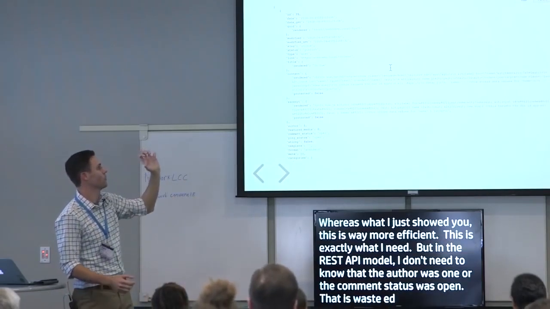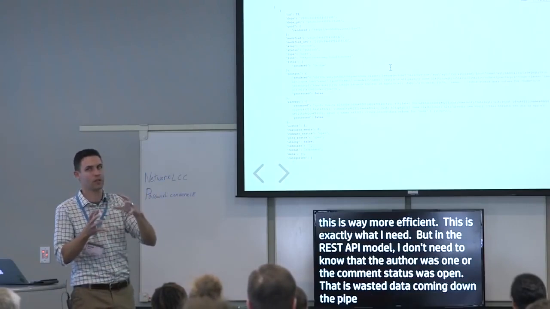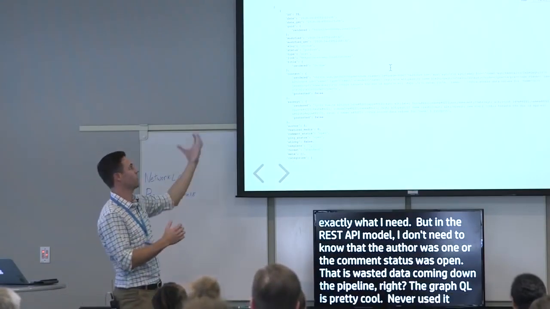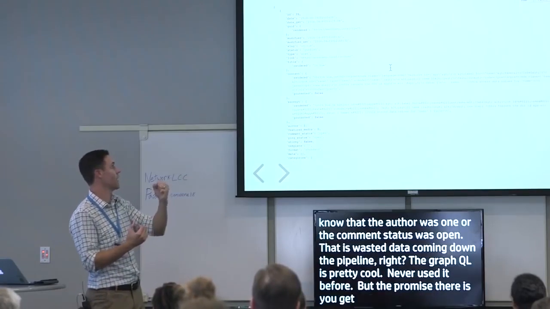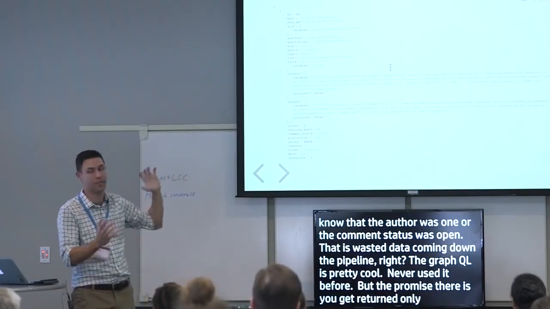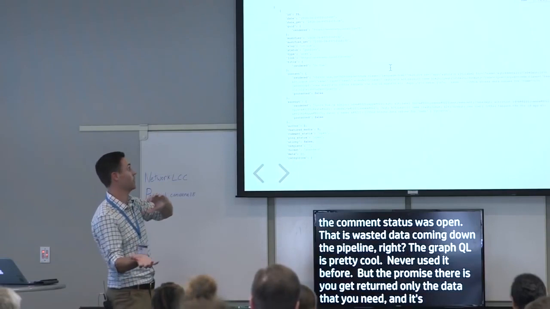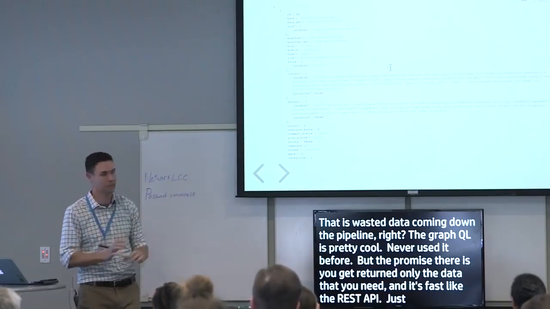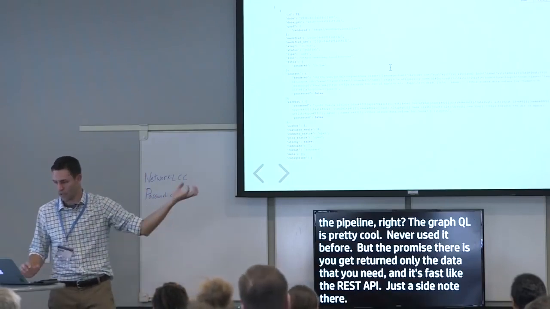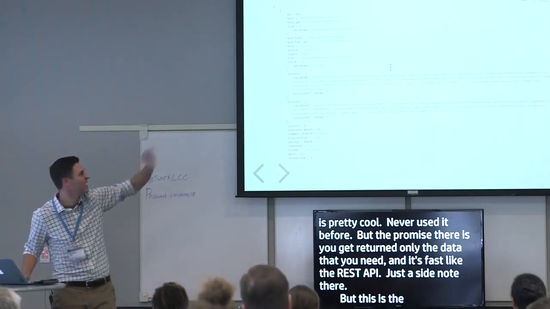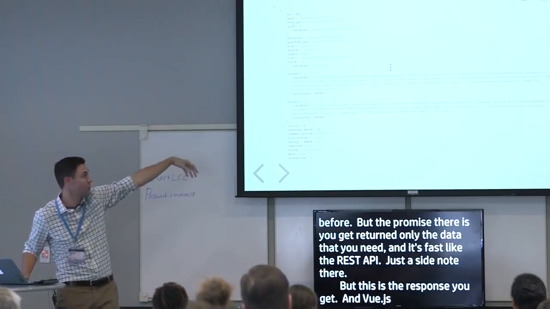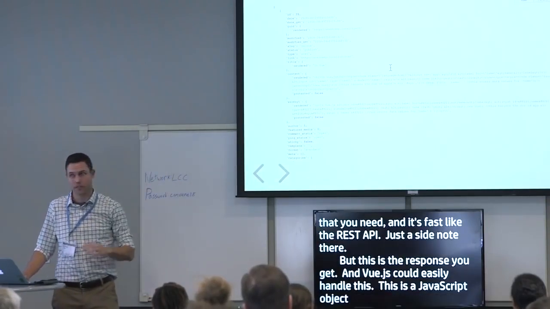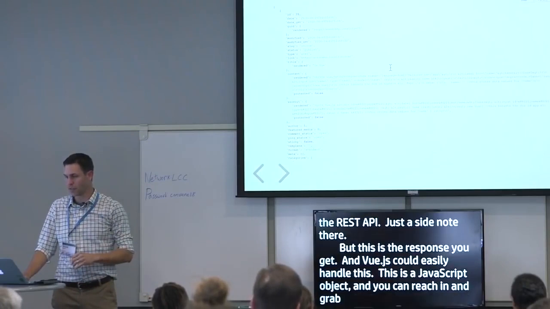GraphQL is pretty cool. I've never used it before, but the promise there is that you get back only the data that you need, and it's fast, like the REST API. So anyway, just a side note there. But this is the response that you could get, and then Vue.js can easily handle this. This is just a JavaScript object, and you can easily reach in and grab anything you need with Vue.js. That's again one of the really nice things about Vue.